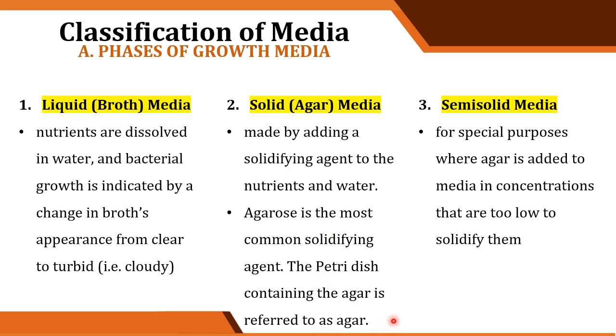Next is semi-solid media. This is used for special purposes. Agar is added to media in concentrations that are too low for them to solidify. Semi-solid media contains approximately 0.5 to 1% of agar, usually used for motility studies. Solid agar contains 2 to 3% of agar.